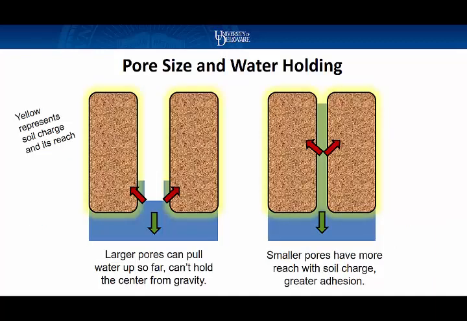So then we get into pore size and water holding. If you start adding all this up, adding it all together. The yellow on there, this is not very scientific, represents how far the charge reaches outside of that soil. If you have a really wide pore, the wider that pore is, the reach of that soil isn't as far, that charge to hold on to water. That's how I look at this. So if you have a very large pore, right along this edge here, you can wick water up so far, but you can't pull it up in the center because the charge isn't there, gravity keeps it down.